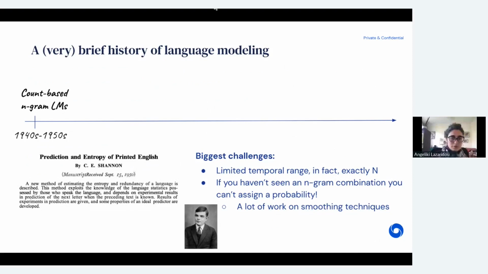I don't know if you can recognize this guy, but Alan Turing, already from back then, proposed ways, for example, that we can do this smoothing, so that even if you haven't seen an n-gram, we can at least have a way to estimate a probability for it. For example, by falling back to the count of the bigram and the unigram.